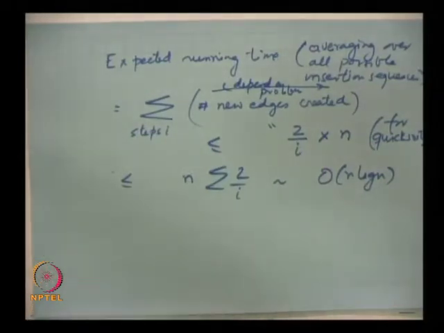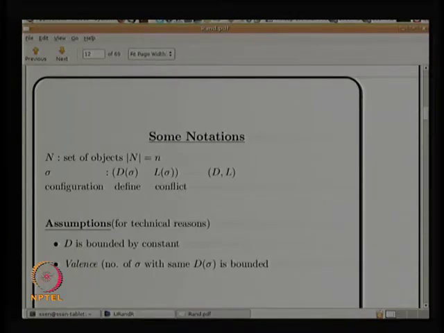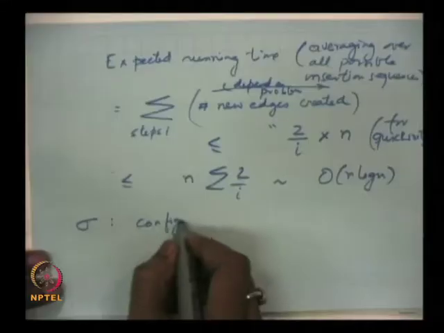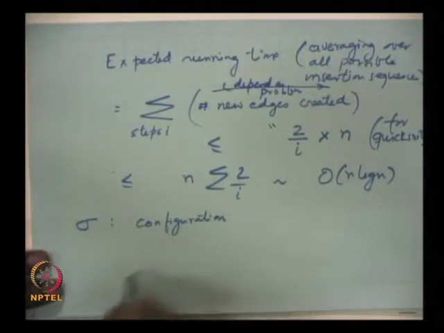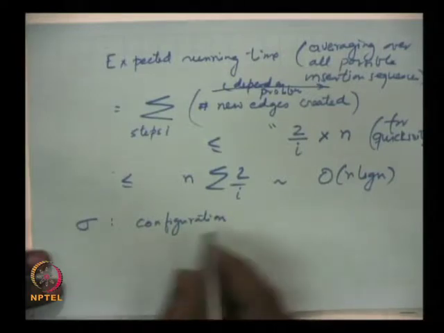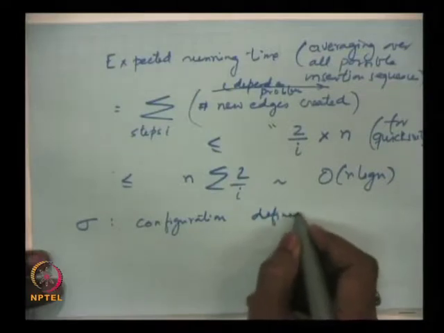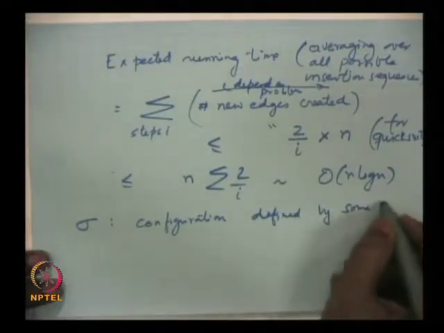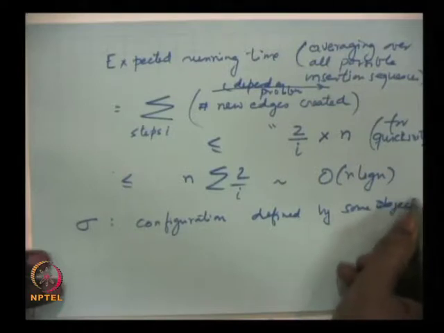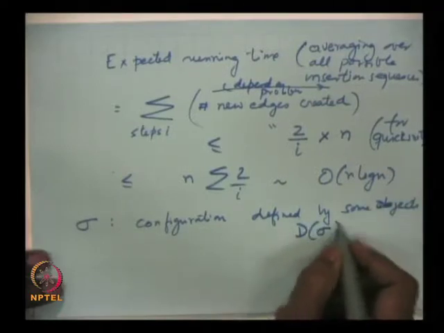Right. Okay, so what are the notations that we need? So, N is a set of objects. Okay, so capital N is a set of objects, and small n is the cardinality of that. Sigma is what we are calling a configuration. Okay. So, sigma is a configuration, right, which is going to be defined by some objects, okay, and the set of these objects I am calling D of sigma.